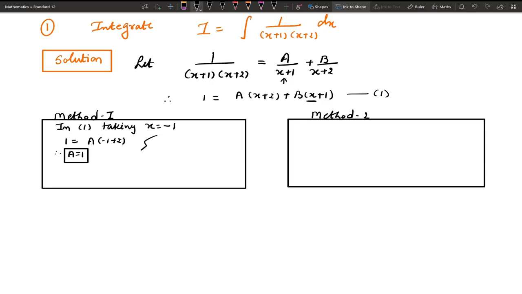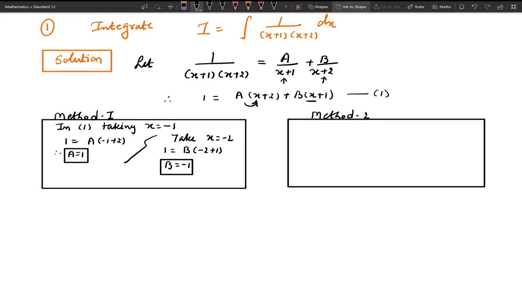And next we take x equal to minus 2, so that the denominator of b will be 0. When we take x equal to minus 2 in equation 1, the coefficient of a will be 0. So b into (x plus 1), with x equal to minus 2, so b equal to minus 1. So this is method 1.